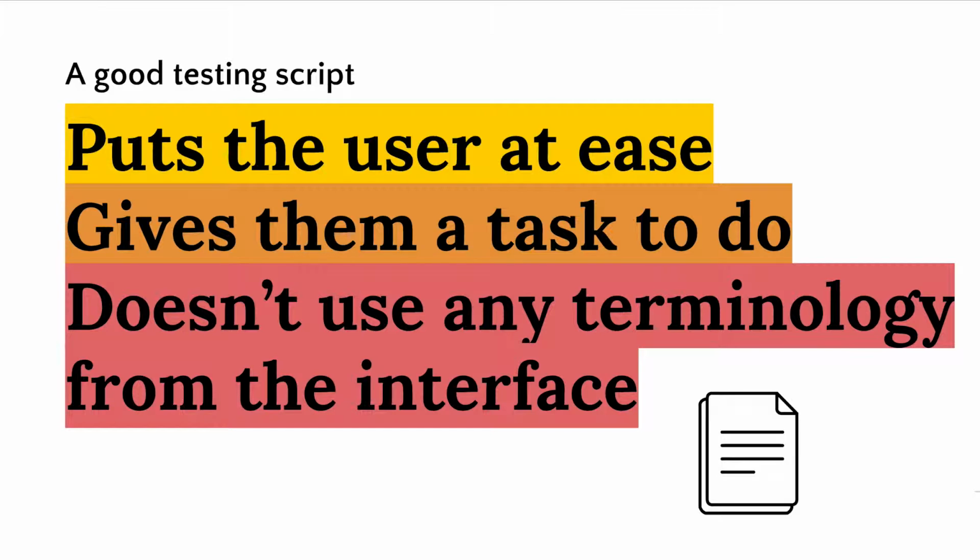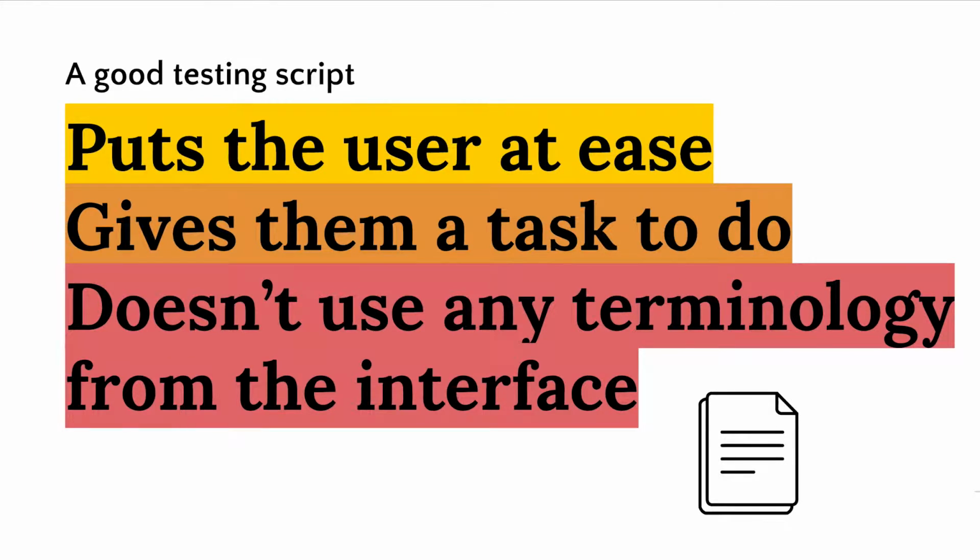It also should give them a specific task to do and some context around that task. If you just hand someone something and just say use it, you're not going to get any useful information because when anyone's using your product, they have a goal in mind. So it's important to give your user a goal that's in line with what your ideal user would have. You also don't want to use any terminology from the interface in your explanation because that will give them clues that they wouldn't otherwise have about what to do and where to go.